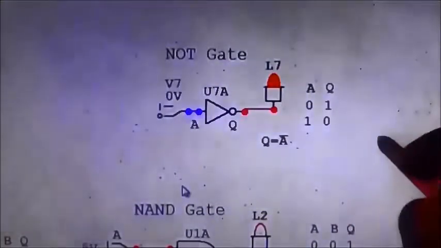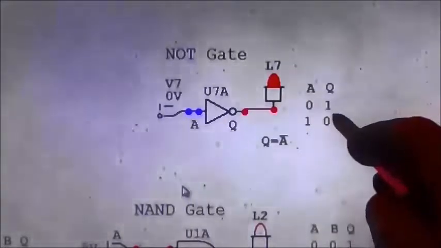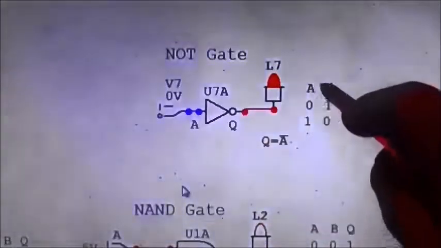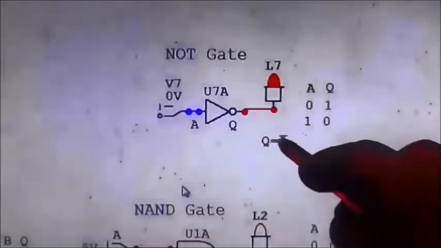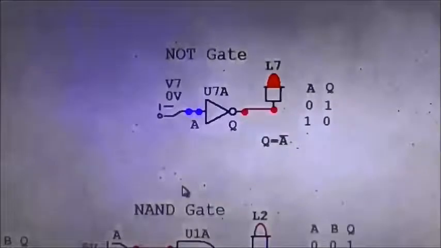And there's the truth table. When A is 0, Q is 1, A being the input and Q being the output. When A is 1, Q is equal to 0. And underneath we have the Boolean expression for it. Q equals bar A. Bar A, of course, is the opposite of A.